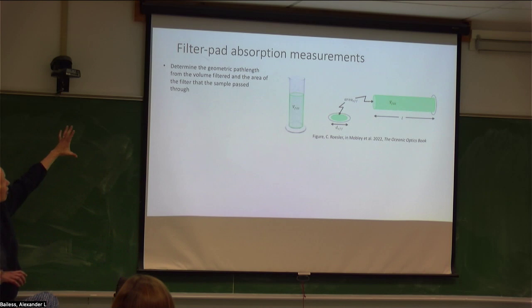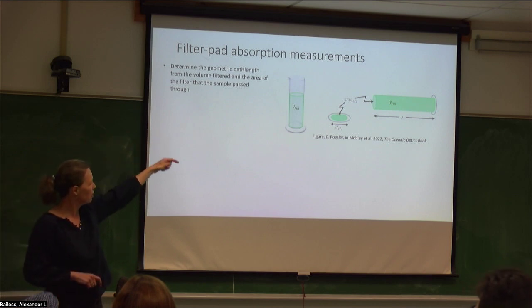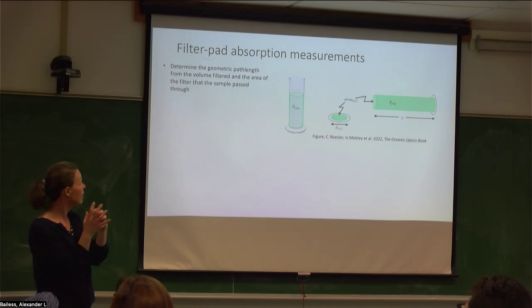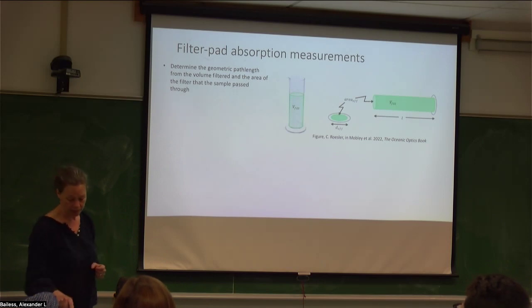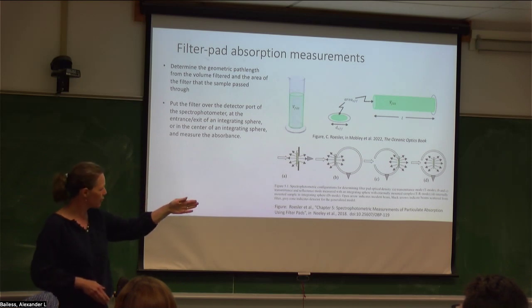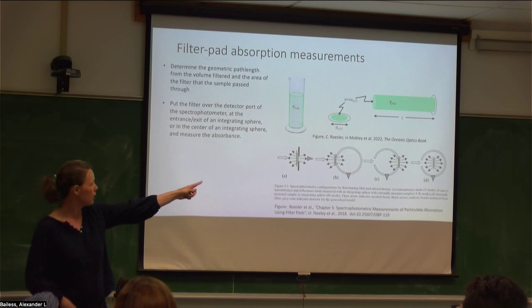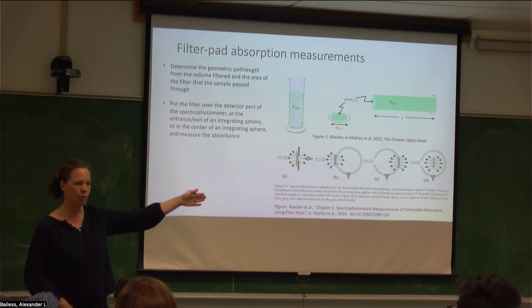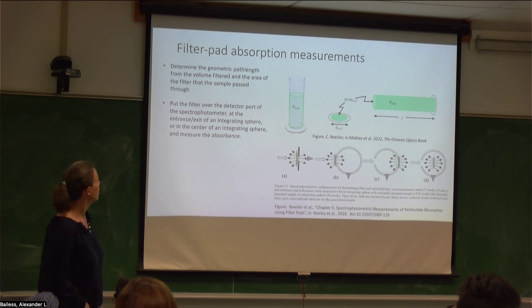So if we are using a filter pad measurement, we want to ideally use an integrating sphere to make that measurement. So filter a sample onto a glass fiber filter, calculate the volume and how that's been condensed into the area of the filter. Then that filter ideally goes inside the spectrophotometer, which is panel D of the figure here, but you can also do this without an integrating sphere, or you can place it at the transmittance port or the reflectance port of the integrating sphere.